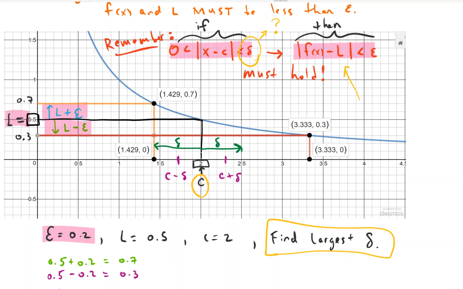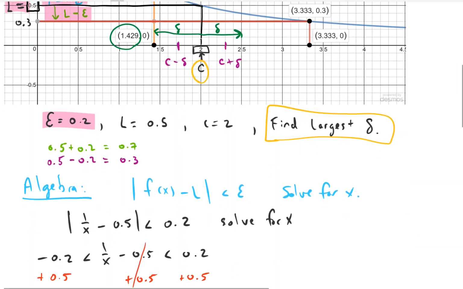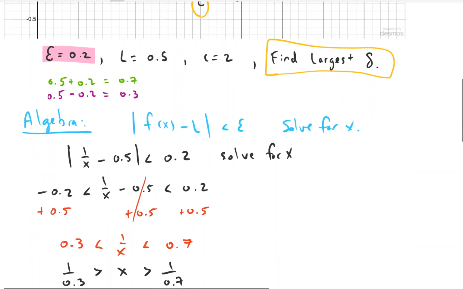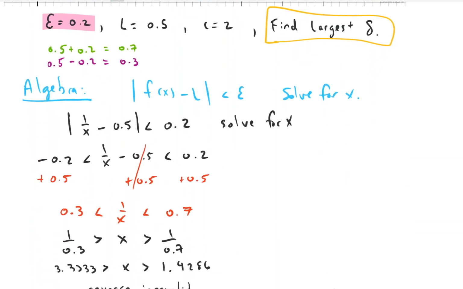On the left-hand side, we can see that the left endpoint will be 1.429, but we don't know what the right one is. We could figure it out, because we can figure out what 2 minus 1.429 is, and that's going to be delta. And then we can just add that to 2, and we'd get our right endpoint. So that's really all we're doing. And if we look down here at the algebra, we can see that is exactly what we're doing. So our first goal with the algebra is to find this quantity.